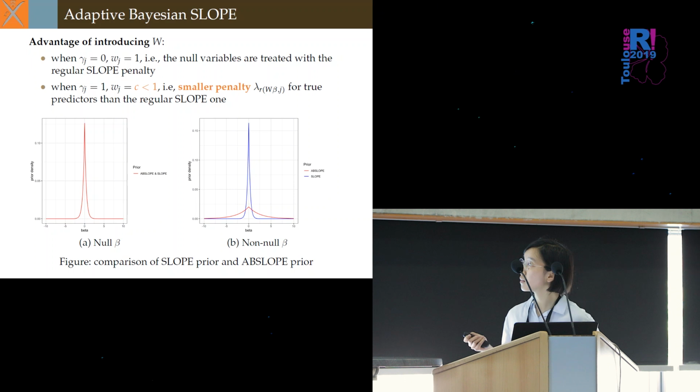And then the corresponding sequence W times beta can be put at the end of the sequence, so we give a smaller penalty for the true predictors than the regular SLOPE prior, as shown on the right plot. The red one stands for our AB SLOPE prior, which has a large tail but smaller values around 0 compared to the SLOPE.